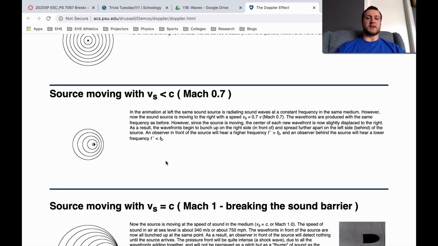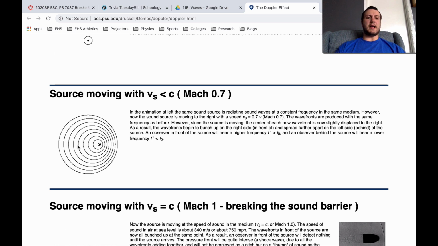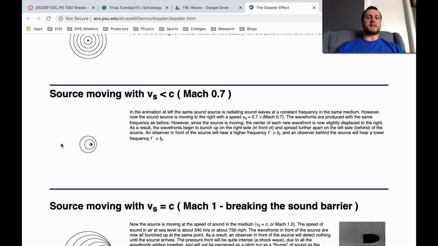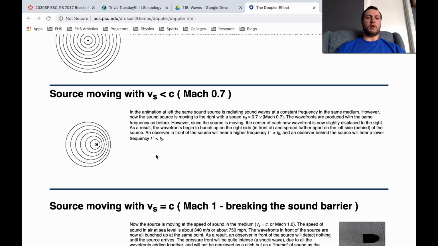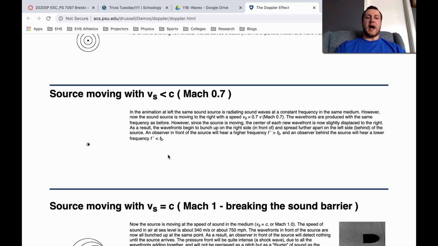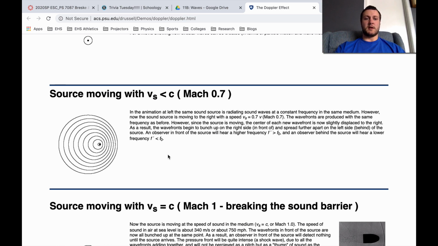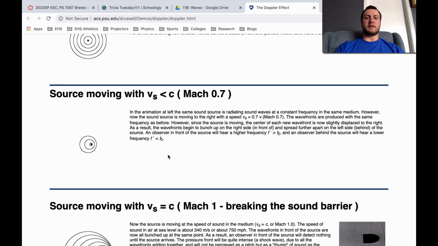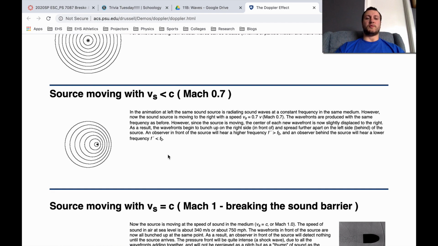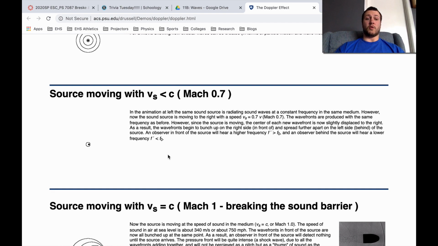for an observer listening. If you notice behind the moving object, now we see the wave pattern spread out more. So again, the object is producing the same sound, the same pitch, the same frequency, but if you're behind the object, we're going to observe a lower frequency because it's moving away from us.